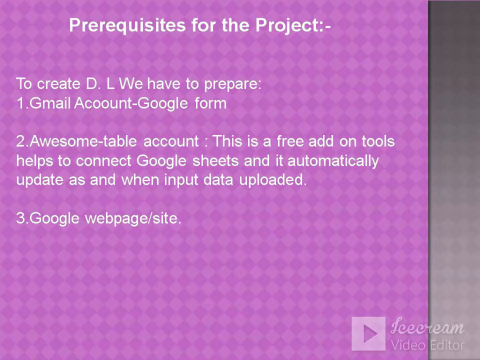Second, we have to create our account in Awesome Table. This is a free add-on tool that helps to connect Google Sheets, and it automatically updates as and when input data is uploaded. Third, a Google web page or site.